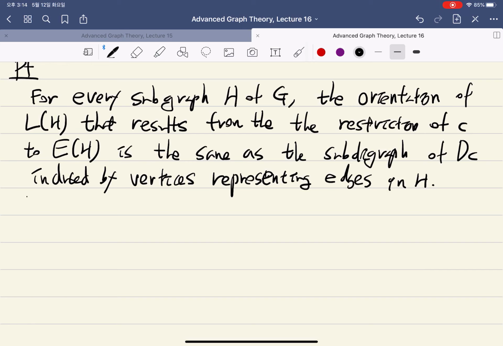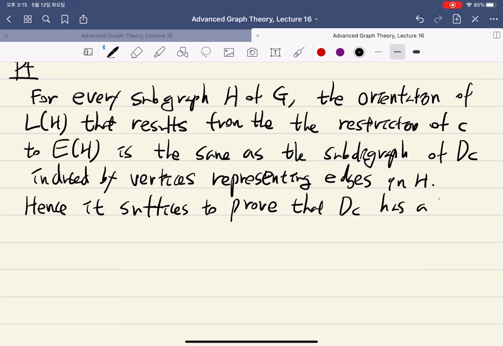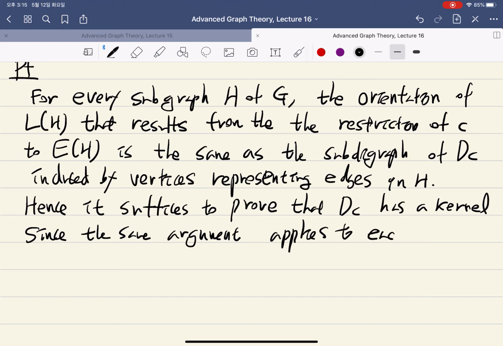So what is sufficient for us is if we just prove that DC has a kernel, since the same argument applies to each induced subdigraph of DC.